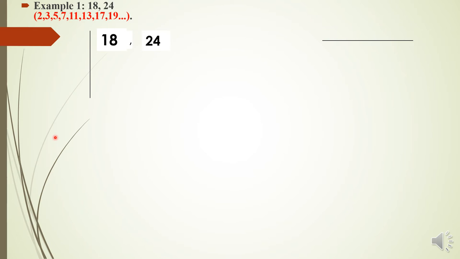Now, let us do some questions by listing the prime factors together. Example 1: 18, 24. Let's write the numbers together in a line separated by a comma. Is there any common factor for 18 and 24? Yes, 2 is a common factor. Therefore, we can divide 18 and 24 by 2. 18 divided by 2 is 9. 24 divided by 2 is 12.